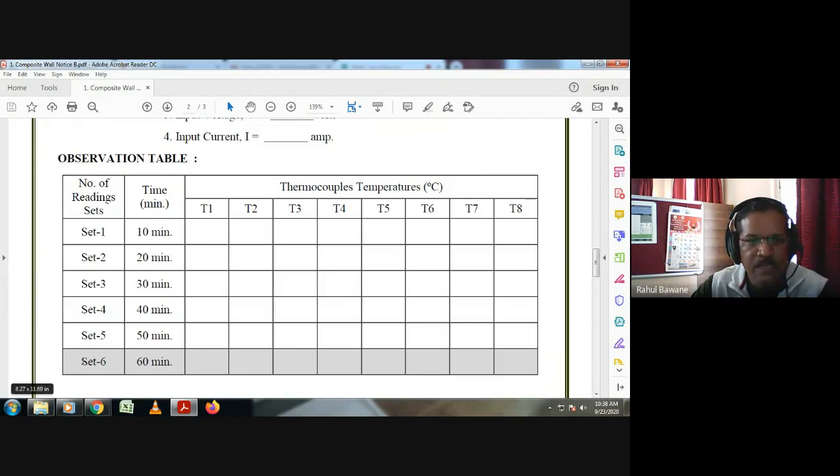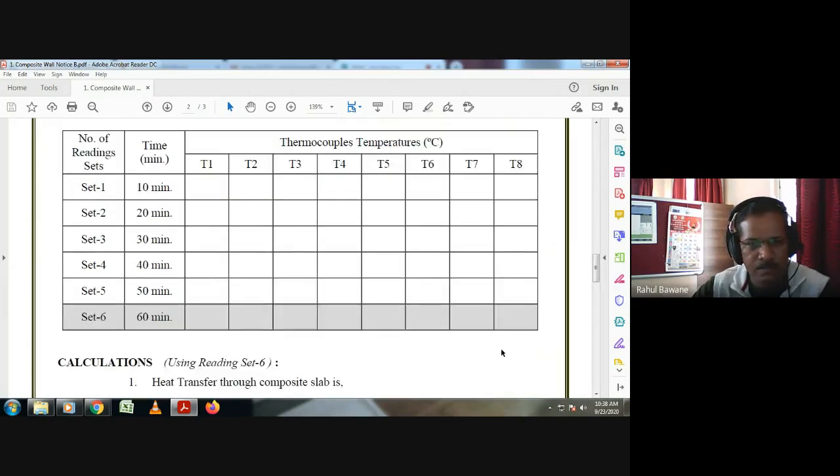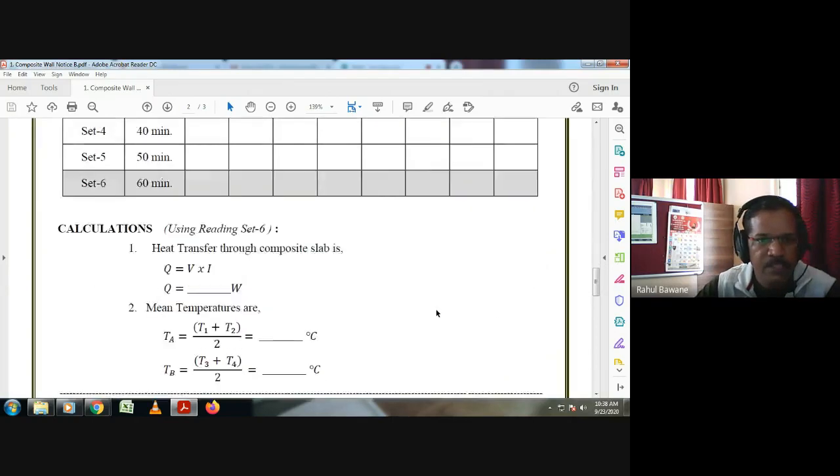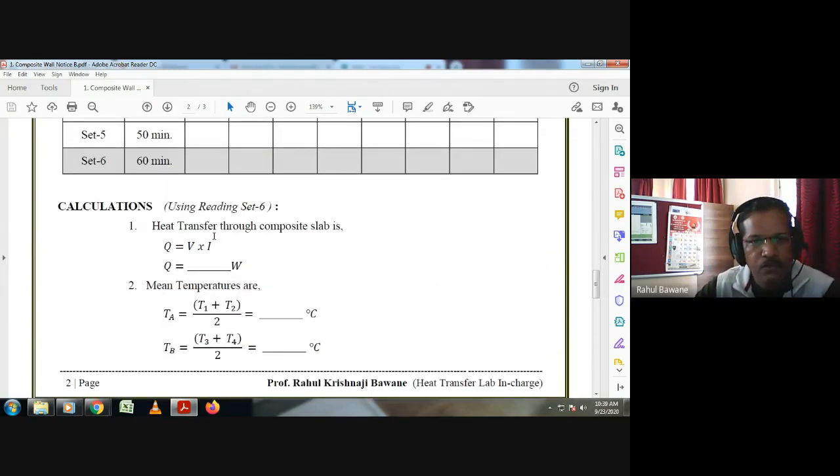So we will do all kind of calculation by using the last set only. Now in the calculation, first we have to calculate the total heat transfer by the electrical heater. So total heat transfer is nothing but a product of voltage into current. It will give wattage, and this is the total heat.